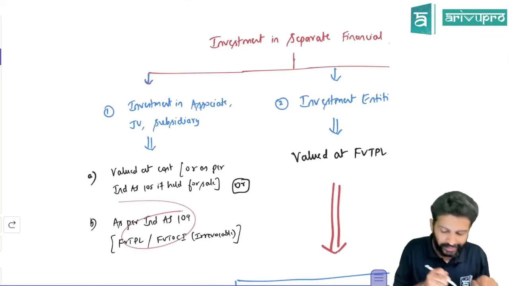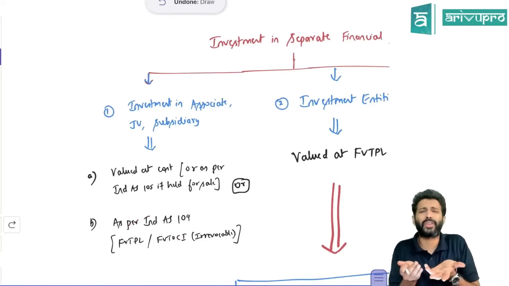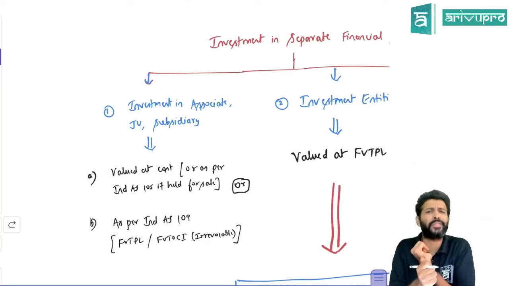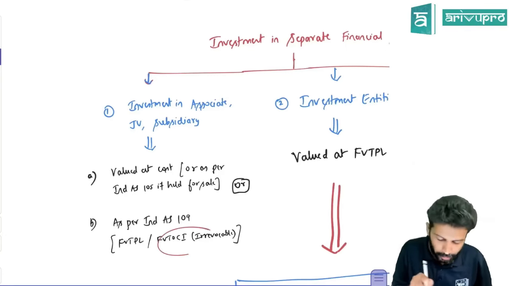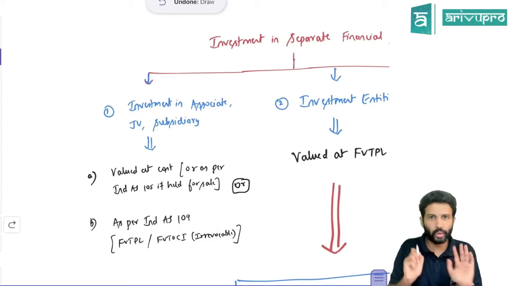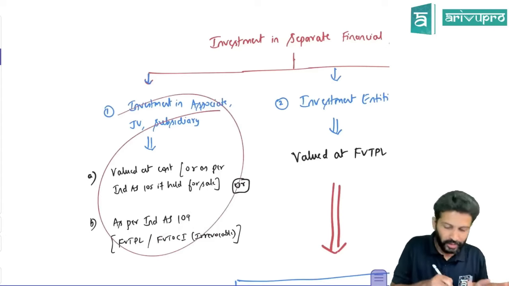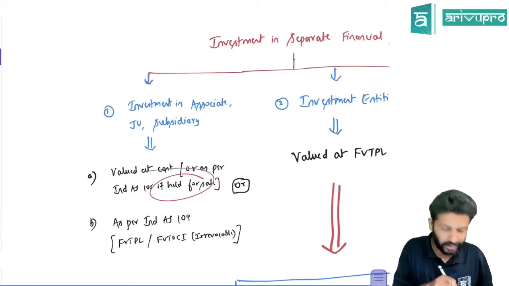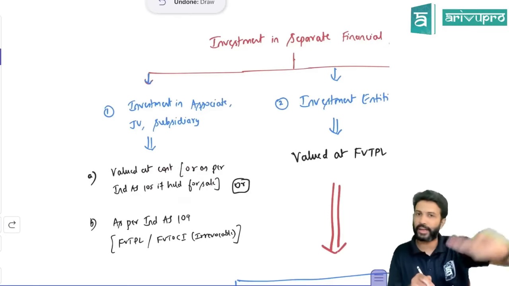Or you can go for Ind AS 109. And what does Ind AS 109 say? For equity shares and all, you can't go for the amortised cost method. The default category is the FVTPL method, but there is also an irrevocable option of the FVTOCI method. So one of the two you can choose. So this is as per the Ind AS 27 guidance. However, if the investment is held for sale, then you have to compulsorily apply the Ind AS 105 provision itself.